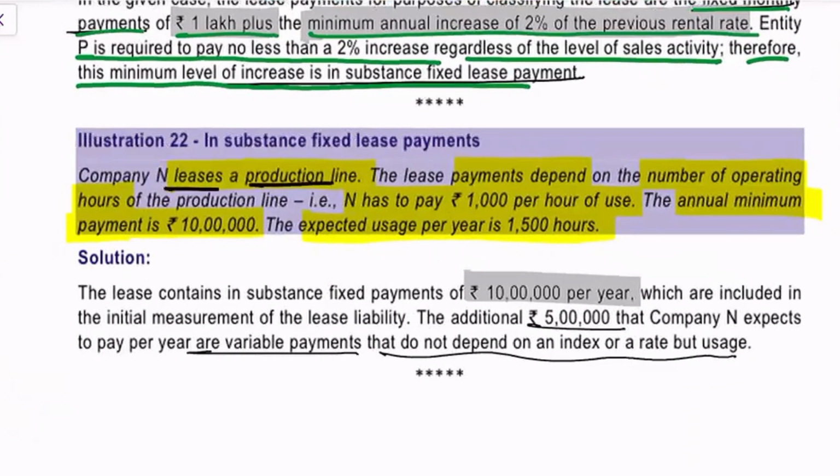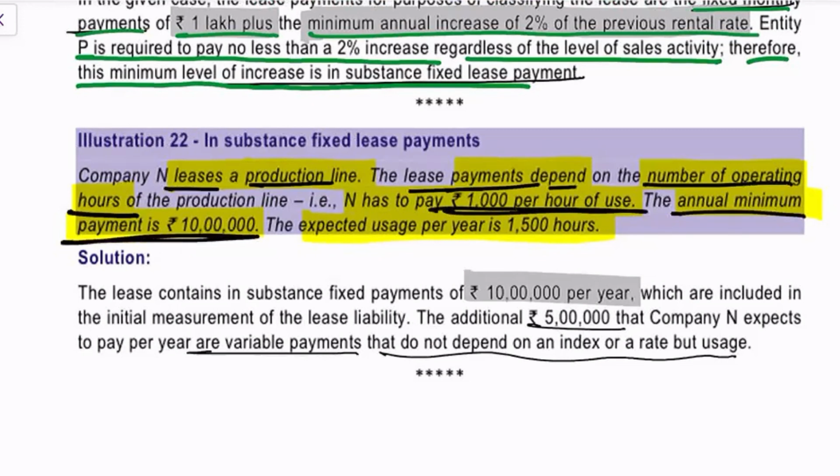And this production line they have taken on a lease, and the lease payments depend on the number of operating hours. Depending on the number of hours you're going to use this production line, you are going to pay lease payments for it. What they are selling is you have to pay 1,000 per hour of use. For every hour you are using, you have to pay 1,000 rupees. Annual minimum payment is 10 lakh rupees. Here what they are telling is minimum you have to make a payment of 10 lakh rupees.